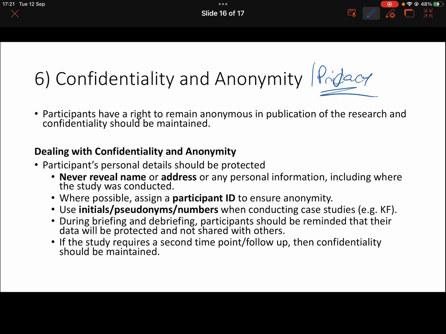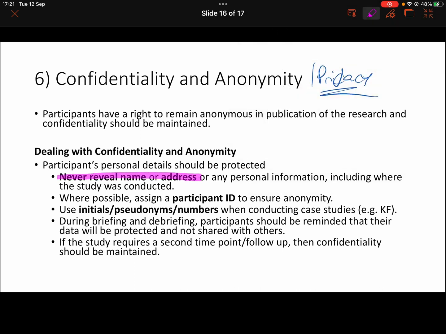We have to make sure that the data of our participants remains anonymous throughout and beyond the study. So when we're publishing our data, there should be absolutely no way that individual results can get back to an individual person. So how do we make sure that this happens? How do we deal with confidentiality?